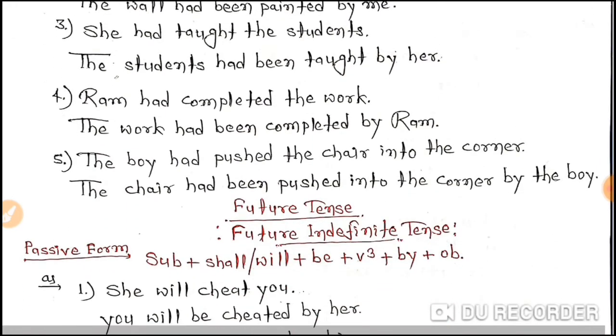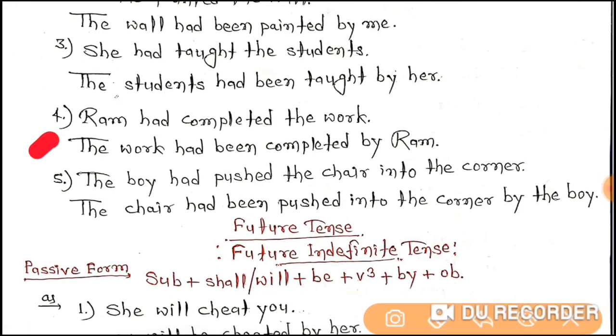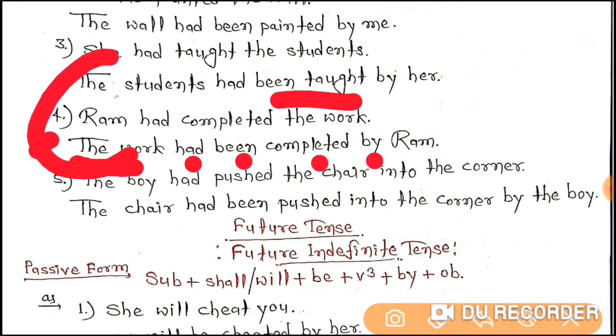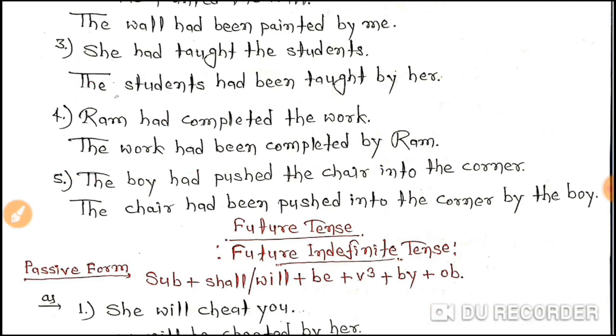Now let's understand the fourth one and the fifth one. The fourth one is what? Ram had completed the work. So Ram had completed what? So your object is the work. So the subject you have to make is what? The work had been, and V3 completed by, and if there is a name, I mean to say nouns at the place of the subject of active voice, the very same nouns, very same names you have to add at the place of the object. So I have done here what? Ram. Clear?